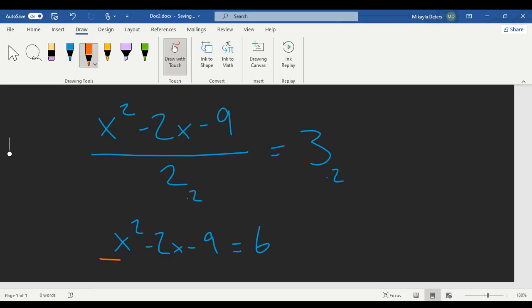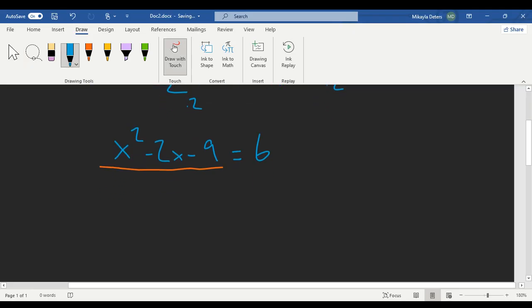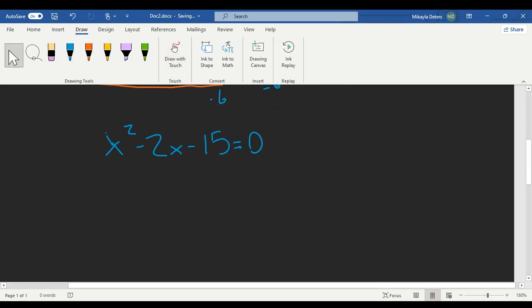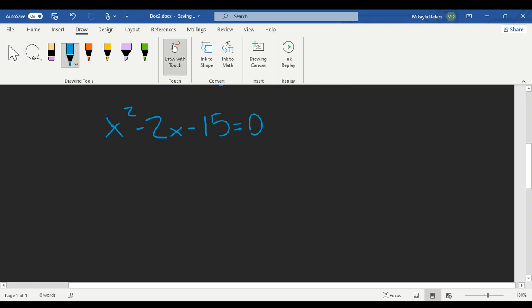And this side of the equation is a quadratic, so we should set it to 0 and be able to factor and solve. And we subtract 6 from both sides. And we're going to end up with x squared minus 2x minus 15 is equal to 0. All right. And now we just need to find the factors of 15.